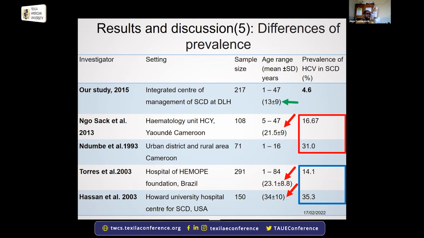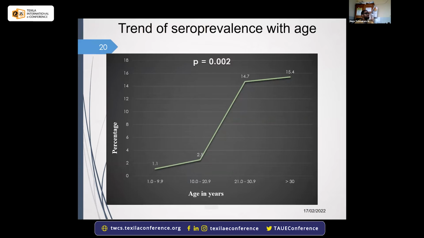Exactly as I was saying, there is the difference in age and the difference in sample size. As we notice from here, the prevalence increased with age. In our study itself, the population of 1 to 9 years had a lesser prevalence, and as you increase with age, those above 30 years are around 15%. So we now understand that this is in concordance with what we're saying: as age increases, the prevalence of hepatitis C also increases.